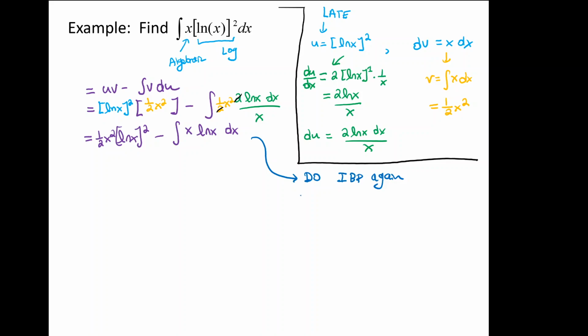The LATE acronym says to again let u equal ln of x. So an algebraic term appears and a log term appears, but L comes before A in the acronym, so that's what u is equal to. So 1/2 x squared times ln of x, all squared, minus, we have to leave a big space for what's about to get subtracted.